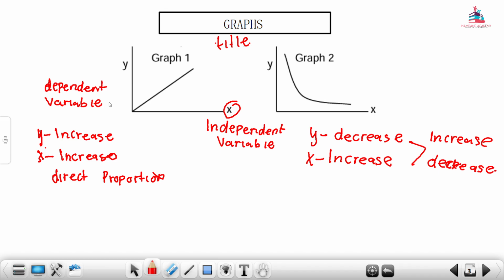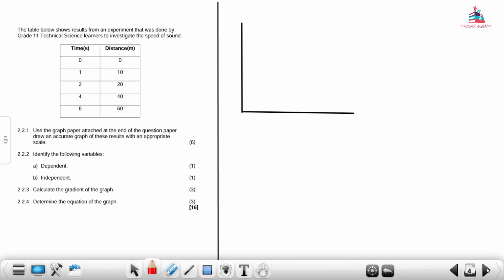We need to be able to calculate or determine the equation for the graphs. For graph number one, our equation will be given by y = mx + c, where y is our y-value, m is the gradient, x is the x-axis value, and c is where your y-intercept cuts. And then this one will be given by y times x = k. I'm going to take a look at an example to explain.